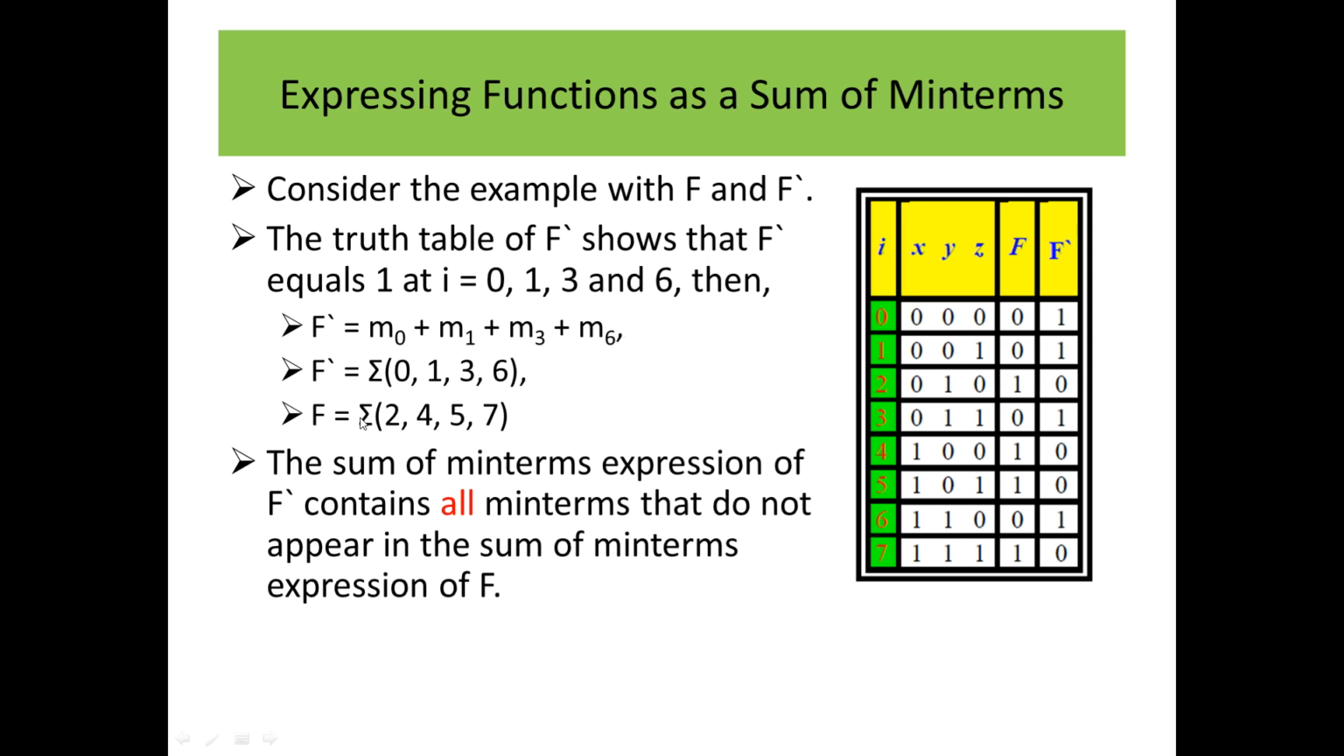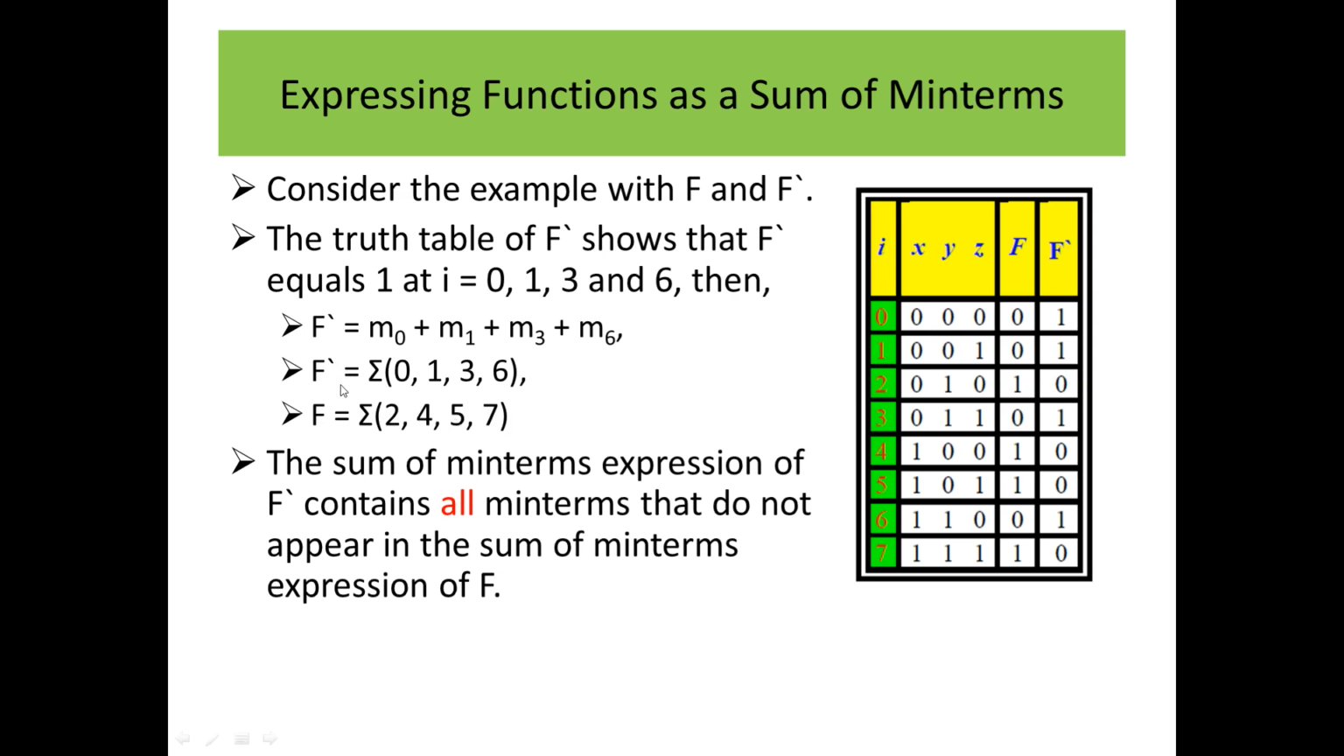F is equal to whichever minterms are not there here, because f bar and f are complements of each other. So 0 is there, I can't write here 0. 1 is there, I can't write here 1. 2 is not there, so I have to write it in the f. Next, 4 is not there, so I have to write here 4. 5 is not there, so I have to write here 5. 6 is there, so we cannot write here 6. 7 is not there, so 7 we have to write here. So this is f is equal to summation of 2, 4, 5, 7.